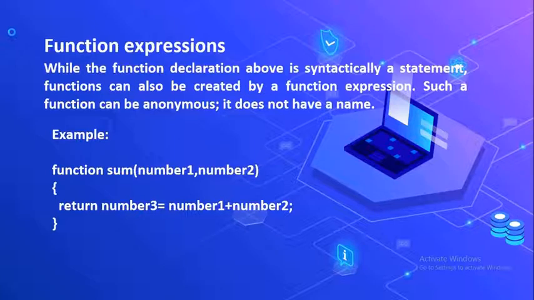The function named sum is adding two numbers, number1 and number2, that are the parameters in this function, and adding these two numbers and assigning the value to the third number, and that value is returned from here to the function call.